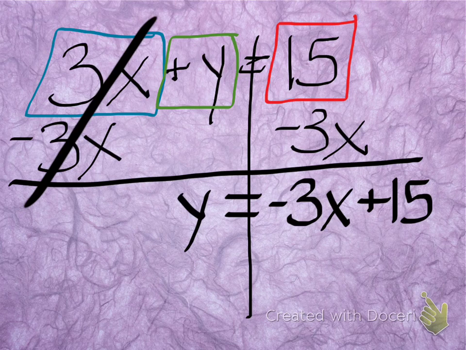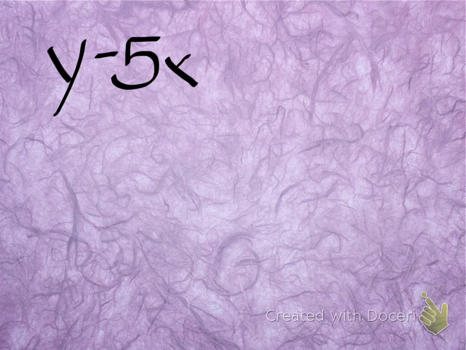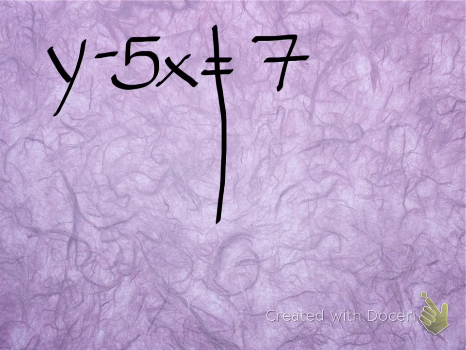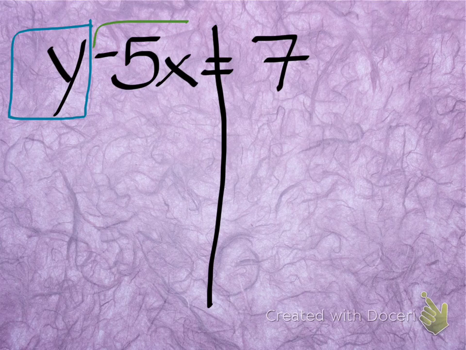Okay, so hopefully these are starting to make some sense. I think we'll do one more like this. If I have y minus 5x equals 7. Draw my line down the middle. Now I'm going to mark or separate each of my terms. So y is a term, negative 5x is a term, and 7 is a term.